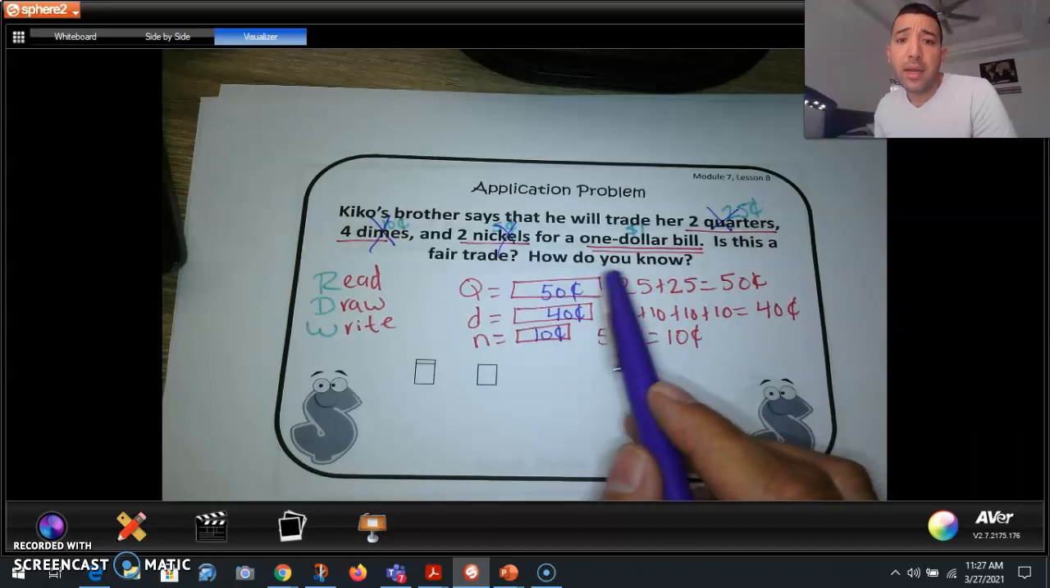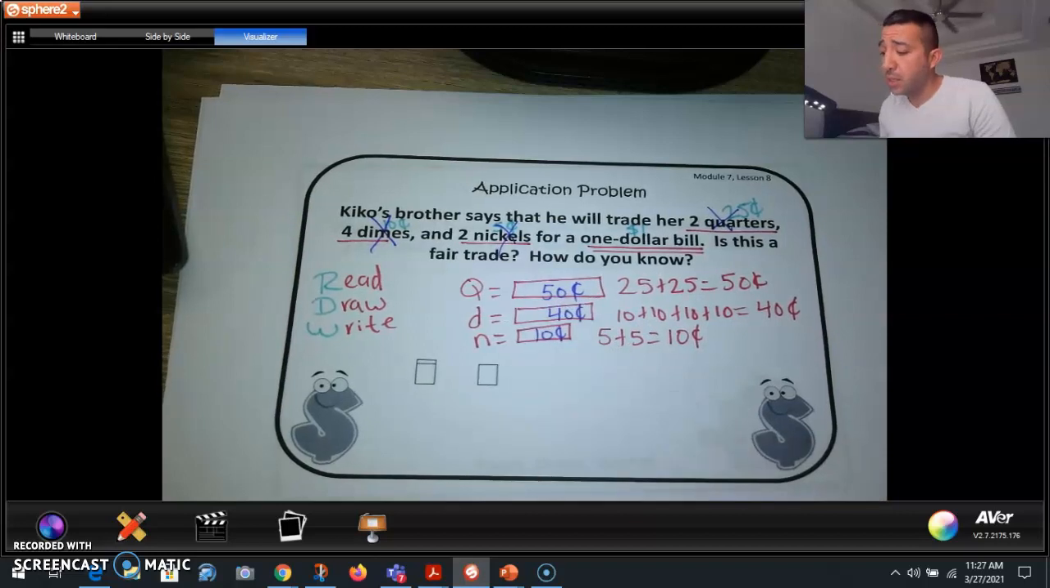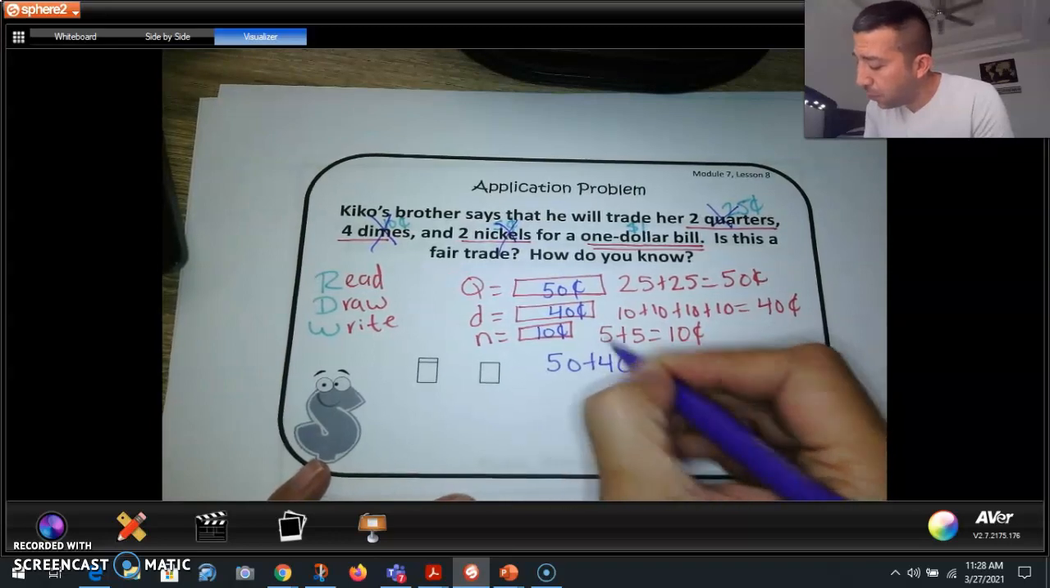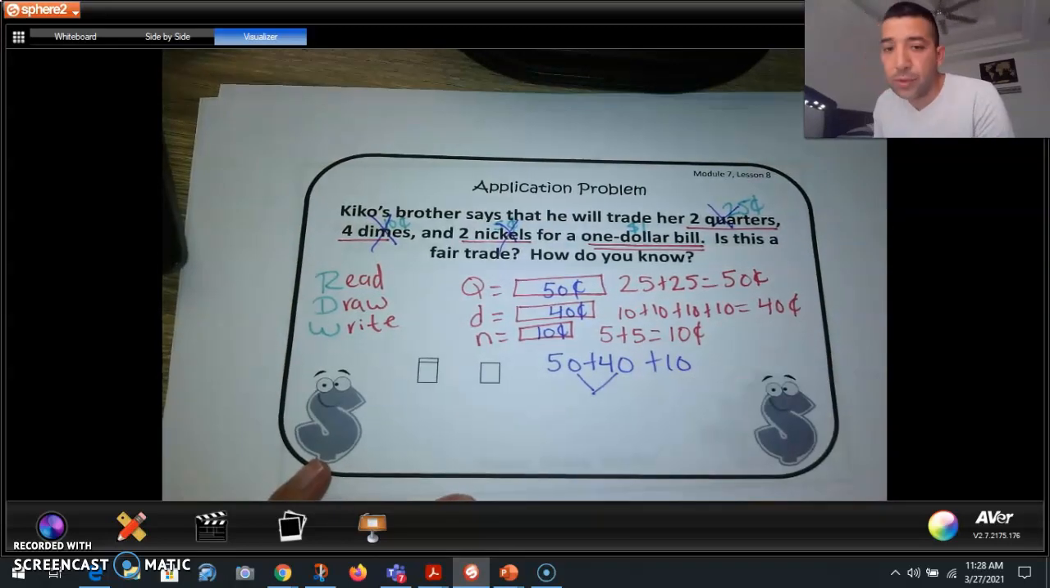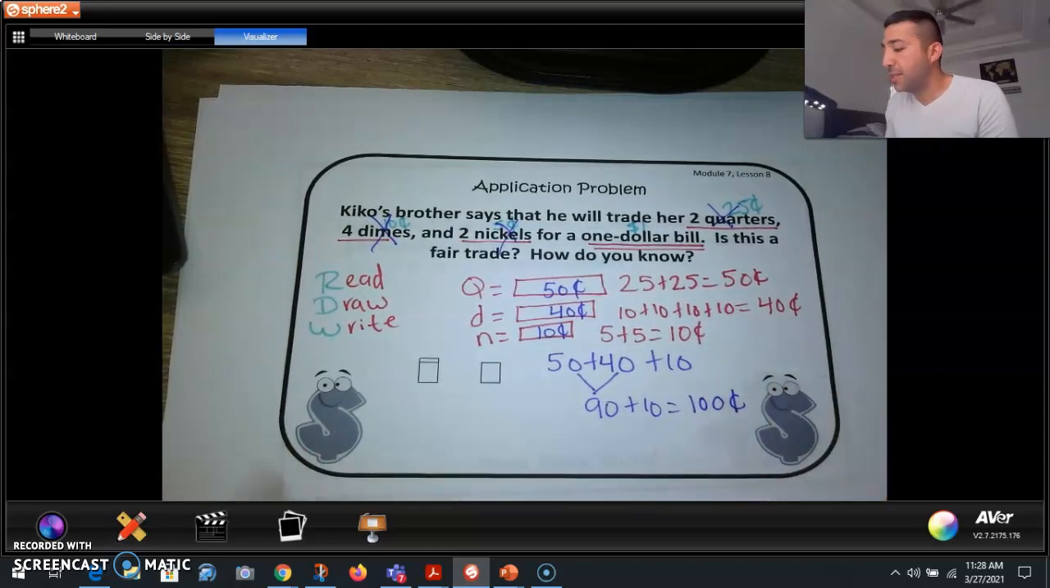They want to trade money, and they want to know if it's a fair trade. So first we have to add to see how much money he will be trading. Let's see, 50 plus 40 equals 90, plus 10 equals 100 cents. Yay! That's $1. Is it a fair trade? Yes.